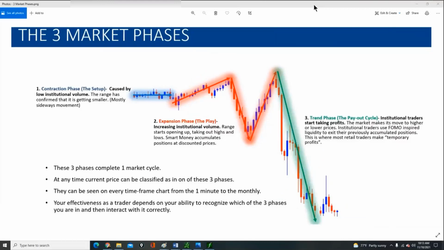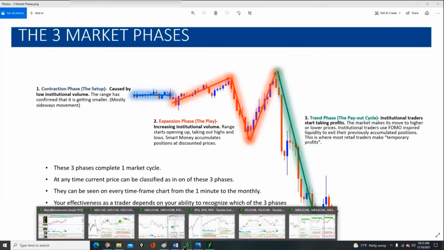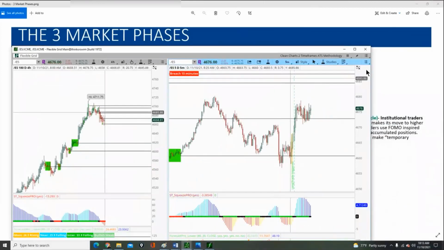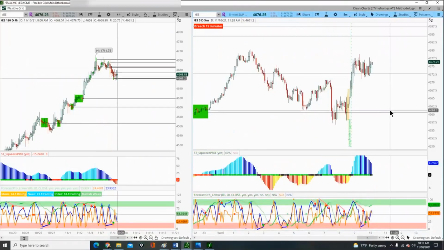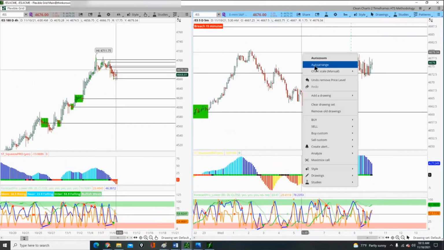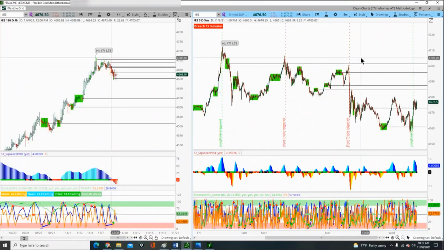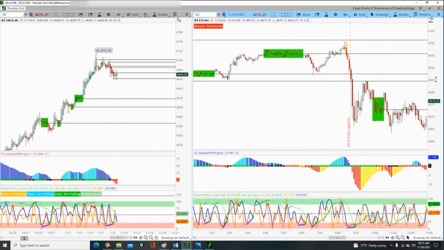Phase 2 is so freaking important. So important. So let's go look at yesterday. I think it was the 5 minute. And I'm not in this trade right now, but I want to back out for a minute and look at yesterday. Okay?